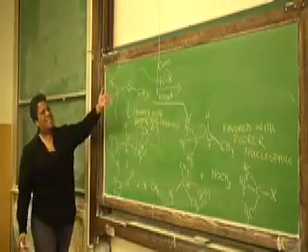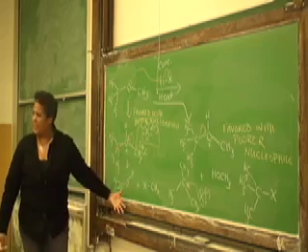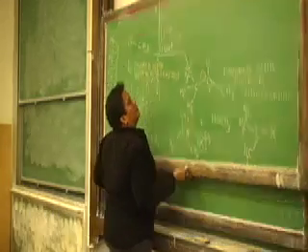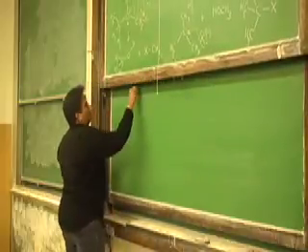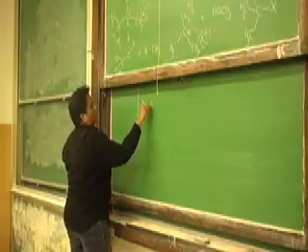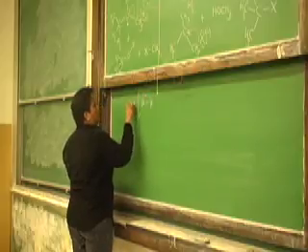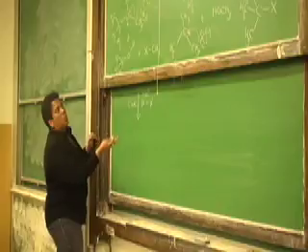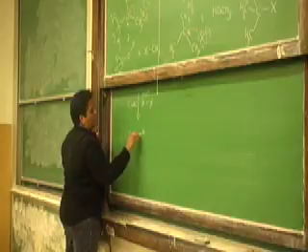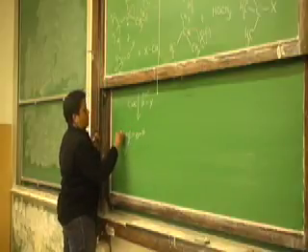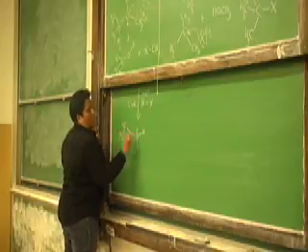Then of course, if you used an excess of your HX, then this alcohol would go on to react with it. So if you use more than 2 molar equivalents, then your alcohol that you form there would get protonated.